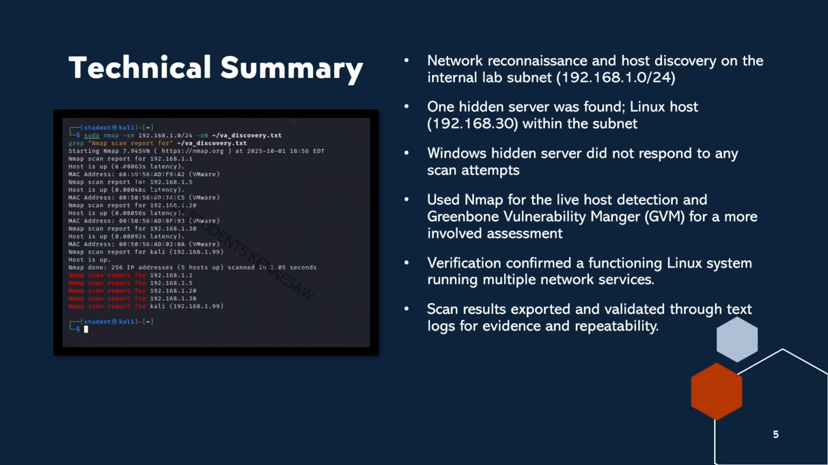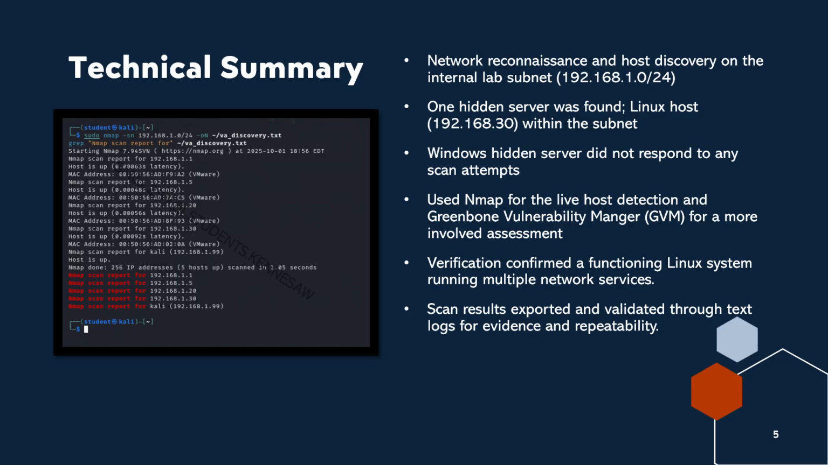After the initial sweep, which you see here, this is a screenshot from my first sweep I did in the beginning of October, I confirmed that the Linux system was online. It was listening on several ports. The Windows machine never responded to probes, which suggested it was either powered off or just never there.